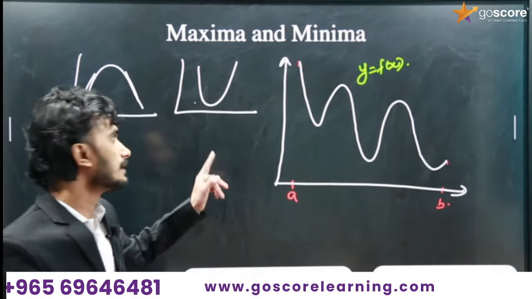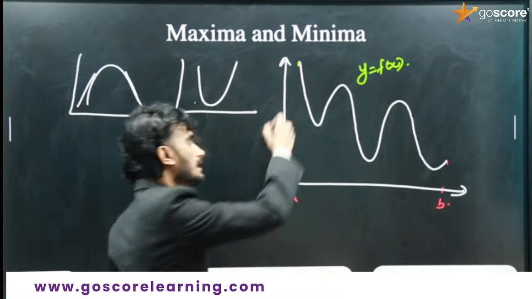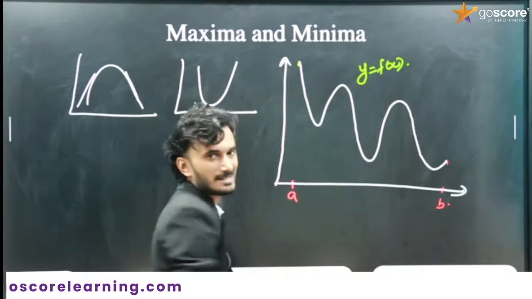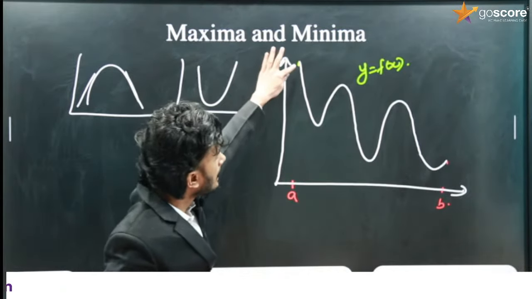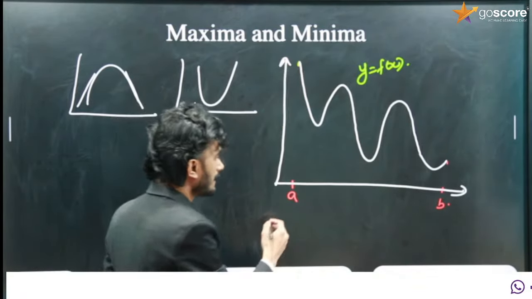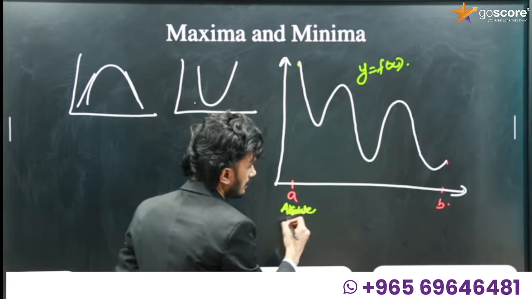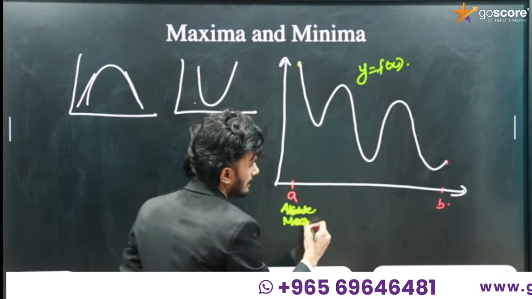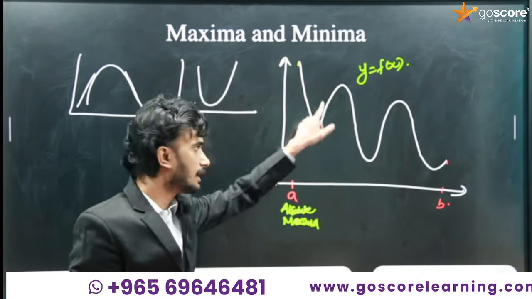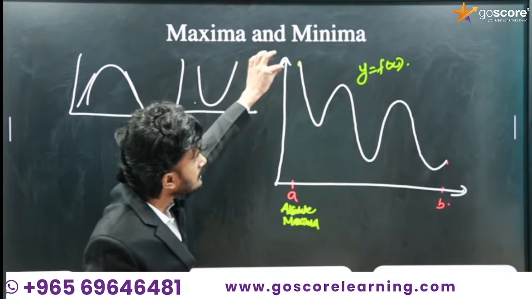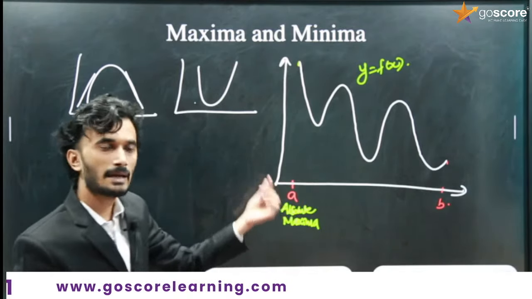At the start you can see it is the maximum value. In this graph, it is the highest value. So we can say that this value is absolute maxima. The topmost point in a graph is called absolute maxima.